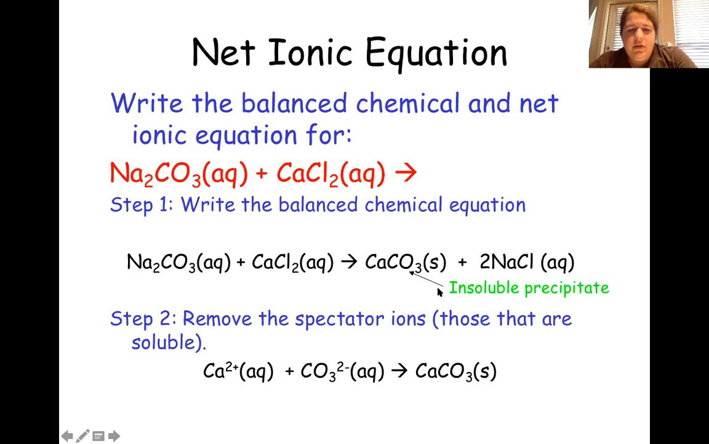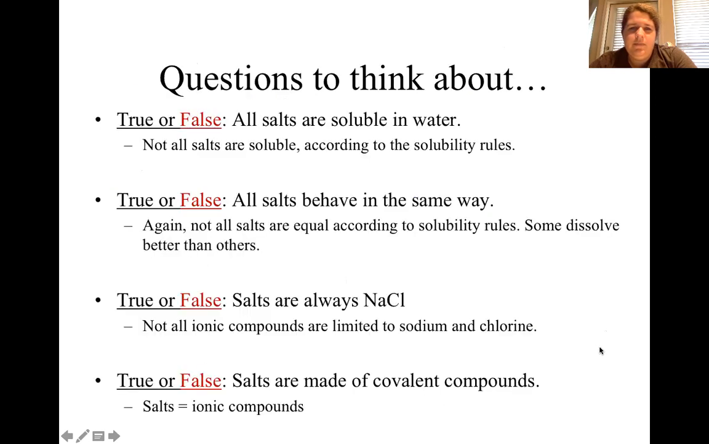So basically, we're just stripping it down to where we can see that the calcium and the carbonate are merging together to form an insoluble compound known as calcium carbonate. That's a little bit more advanced, but that's the gist of the net ionic equation, is just looking at which ions are forming the insoluble precipitate.